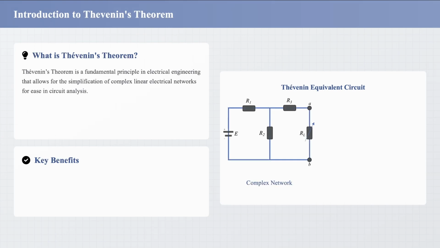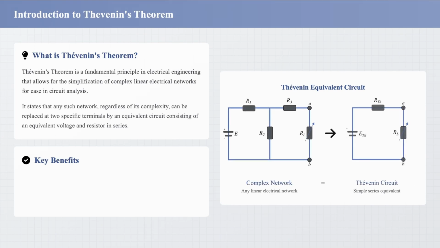Thevenin's theorem states that any linear bilateral circuit can be replaced with an equivalent circuit consisting of a single voltage source in series with a single resistor. This equivalent is known as the Thevenin equivalent circuit and allows for the simplification of circuit analysis whilst preserving the electrical behaviour of the original circuit.